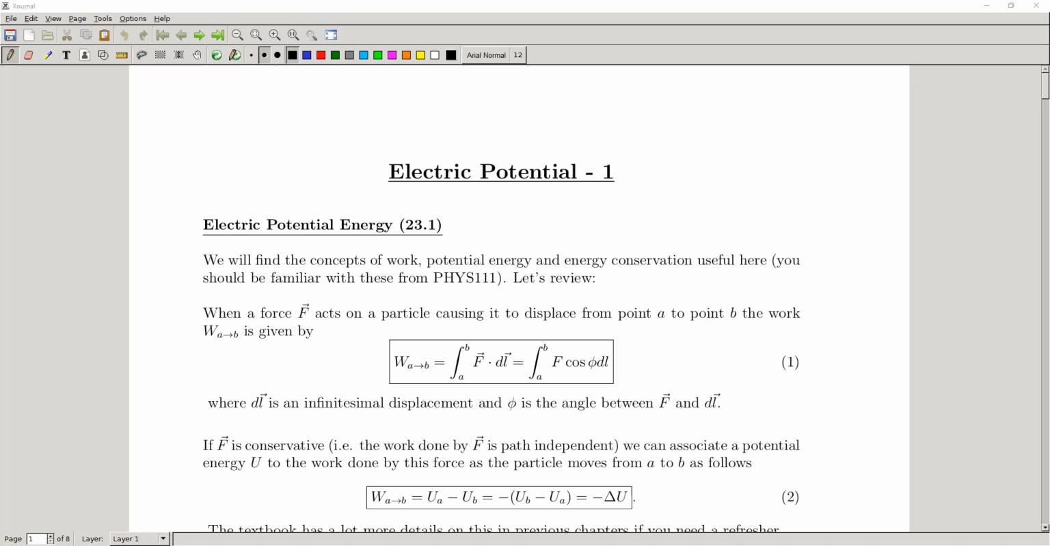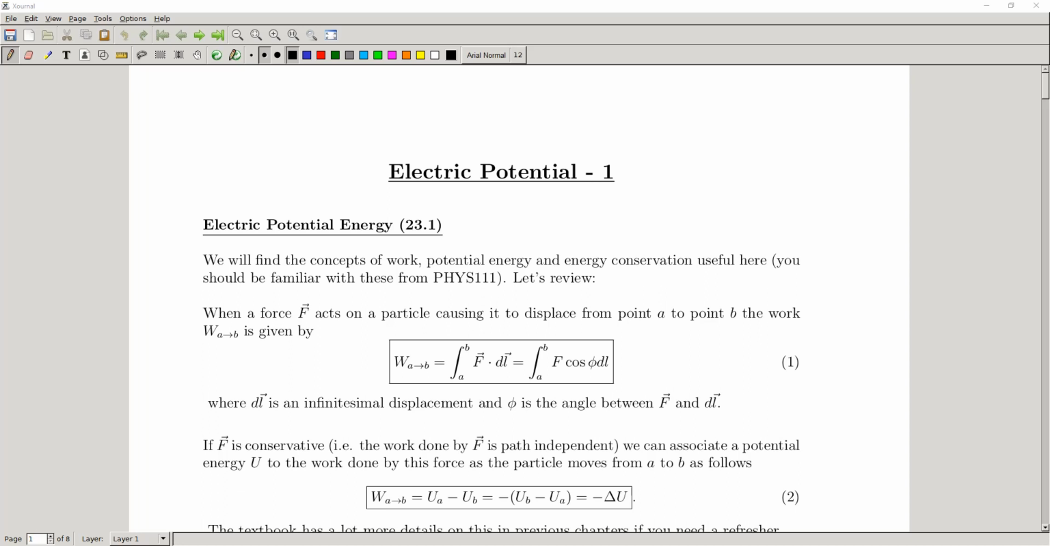Okay, this is going to be our first video in our electric potential module, which is going to be the third module of this course. We're going to cover a number of different topics in this module, but let's start off with electric potential energy.